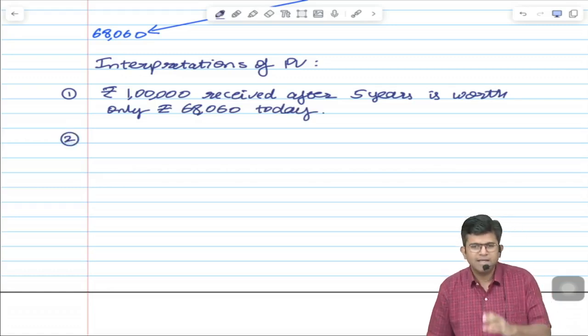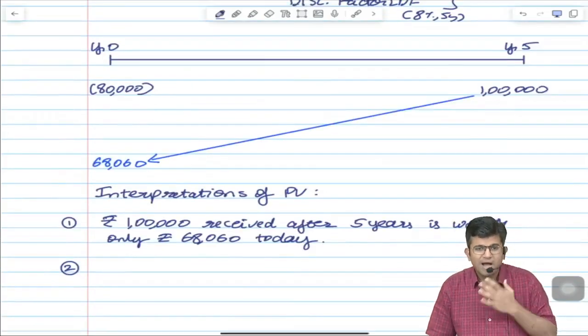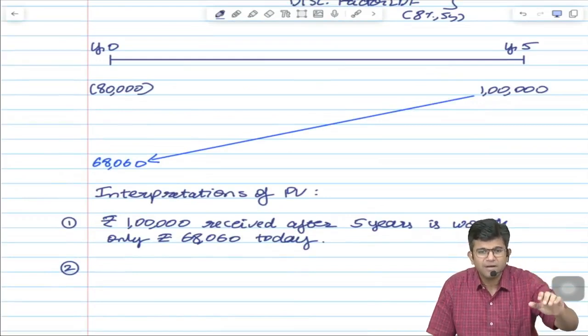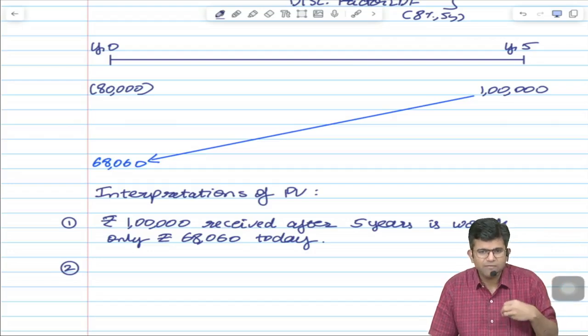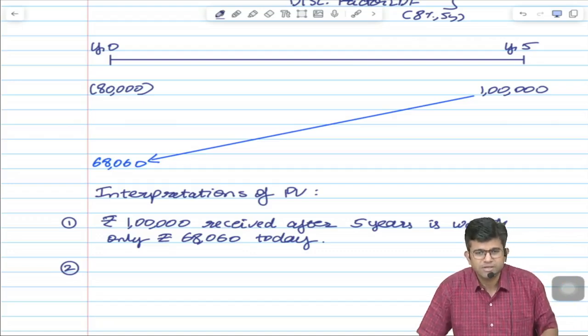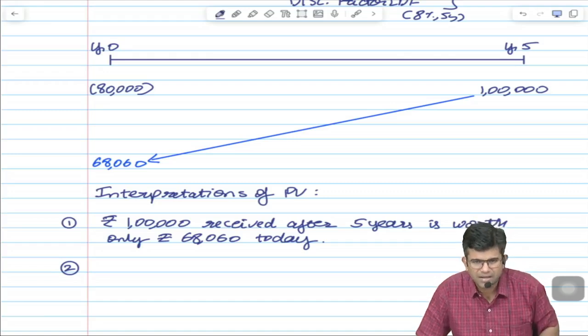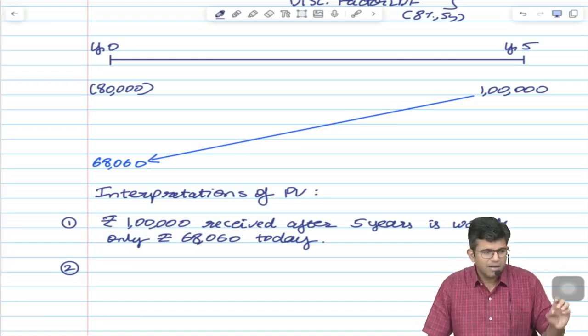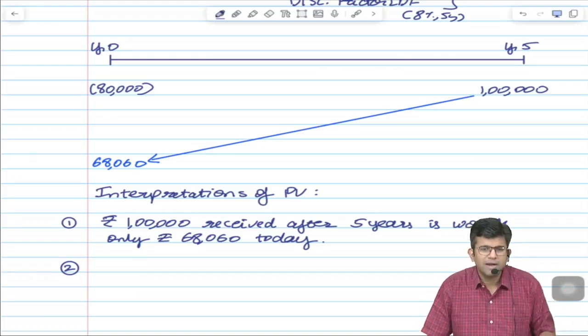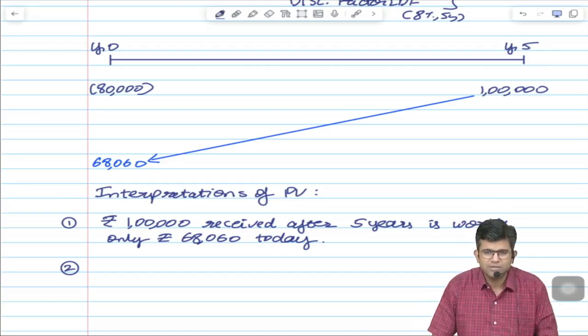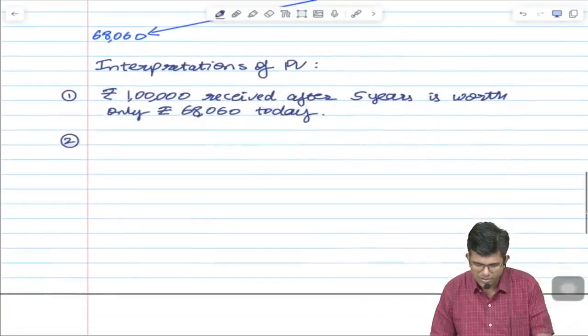Interpretation number 2, as many of you said correctly, sir: if I want 1 lakh after 5 years, then today I need to invest 68,060 if the rate of interest is 8%. I hope you are able to understand. Let's say a bank is giving me 8% interest, and I want my investment to grow to 1 lakh. My daughter's marriage is in 5 years, and therefore I need 1 lakh rupees after 5 years. So I go to the bank today and say, I want to deposit some money today so that after 5 years it should grow to 1 lakh. Can I say the number the bank will quote is 68,060? Everyone clear? 68,060.